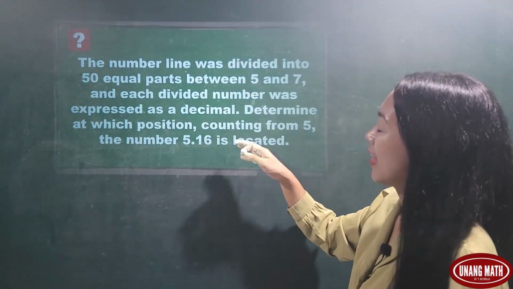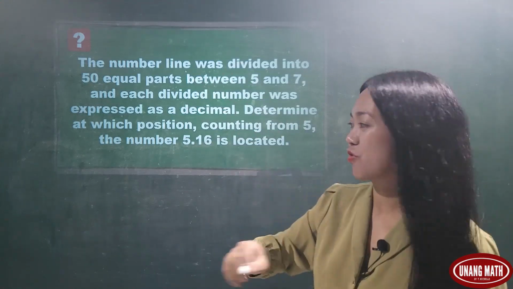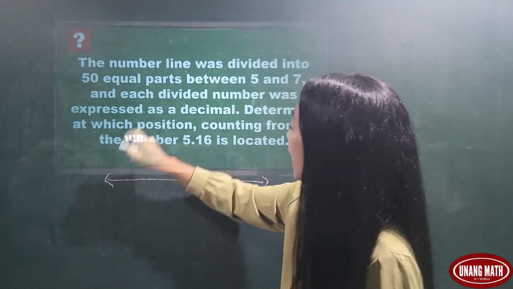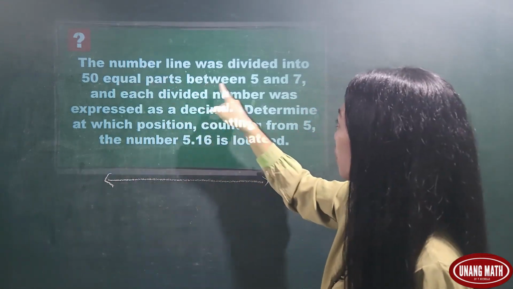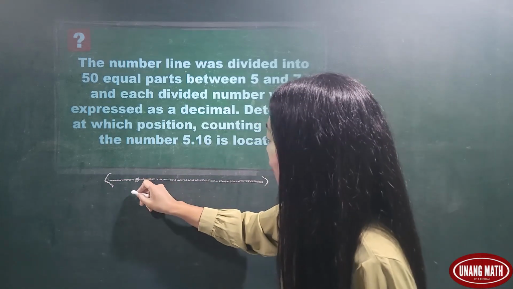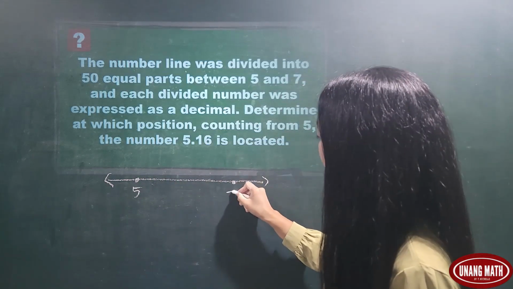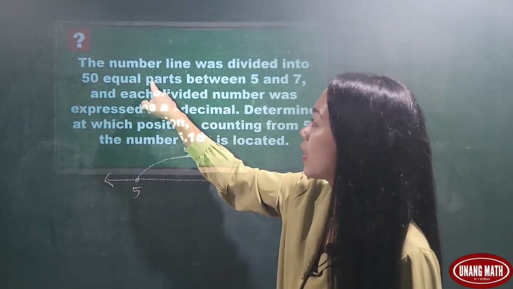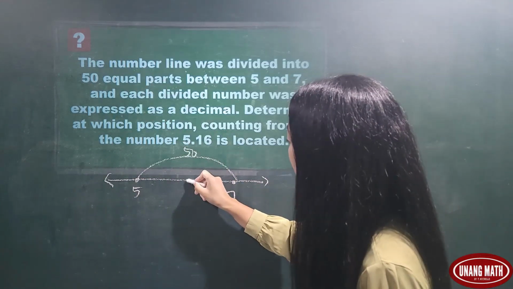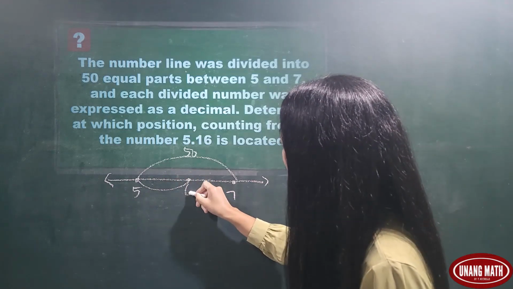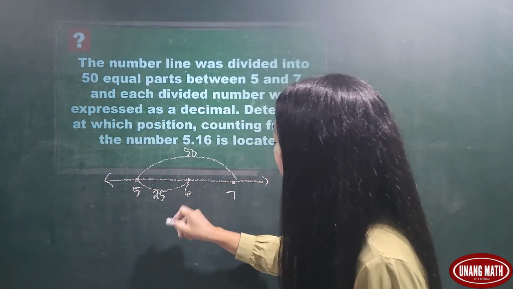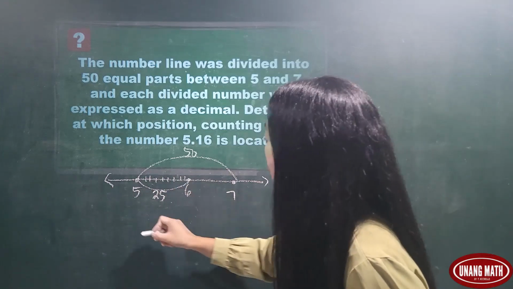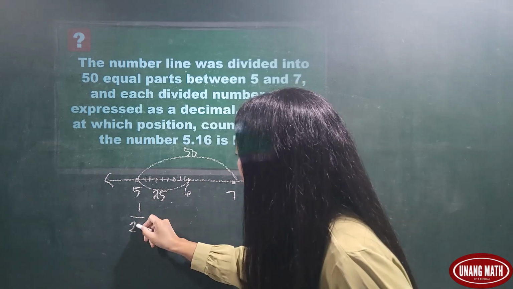Okay, i-represent natin ang problem na ito in a simple illustration. So, ang sabi dito, okay, ang number line is divided into 50 equal parts between 5 and 7. So, let's say this is 5. Ito naman ang 7. So, from 5 to 7, there are 50 equal parts. Ibig sabihin, from 5 to 6, okay, there are 25 equal parts. So, each part is equal to 1 over 25.